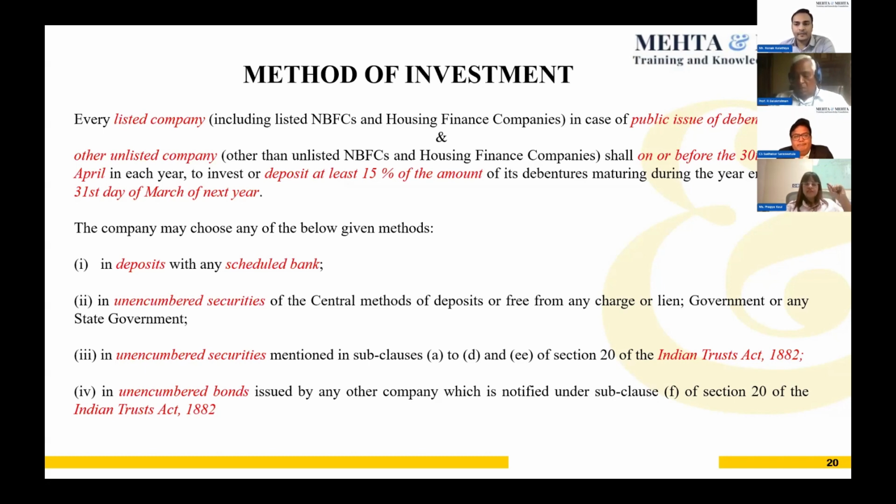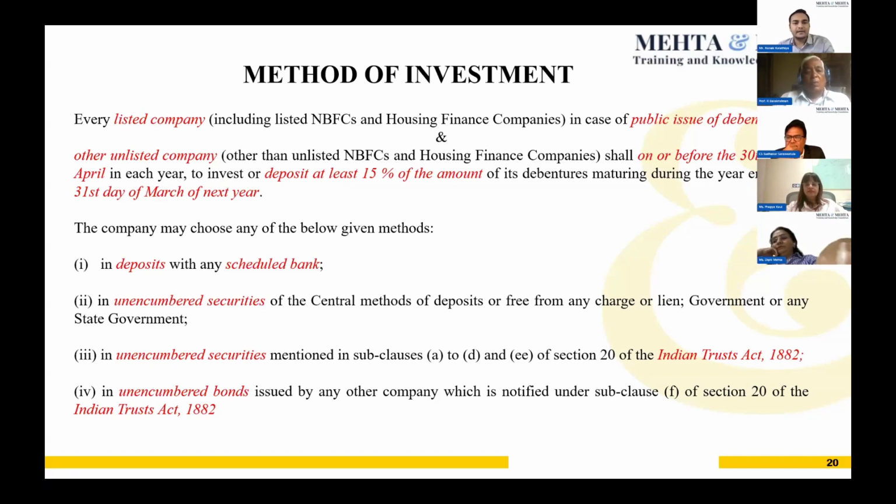I'll try to give an example here because I've handled this personally. Like on 31st March 2025, debentures worth rupees 100 crores are maturing. So by 30th April 2024, 15 crore rupees should be invested in the methods you have given, right? What we had done is invest 15% in fixed deposits with the bank on 30th April 2024, maturing on 31st March 2025.